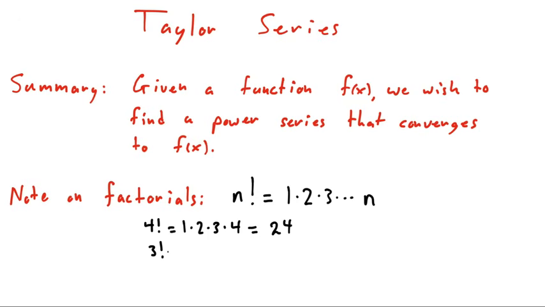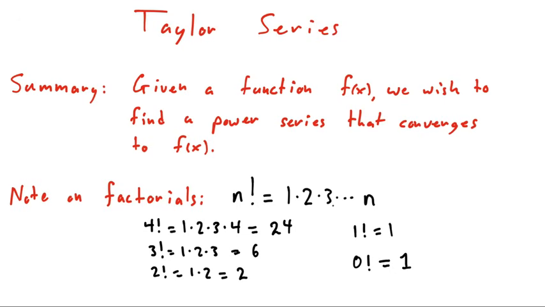3 factorial is 1 times 2 times 3, or 6. 2 factorial is 1 times 2, 2. 1 factorial is just 1, and 0 factorial, well, by convention, 0 factorial is also 1.